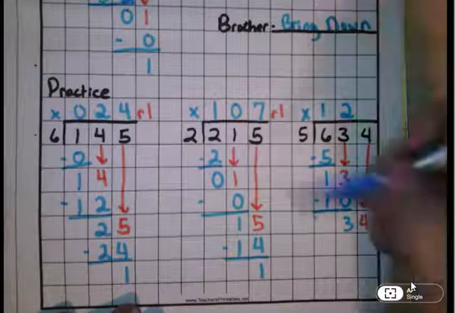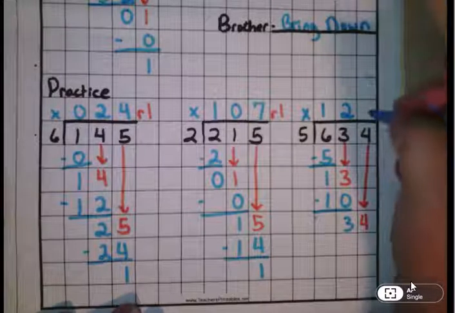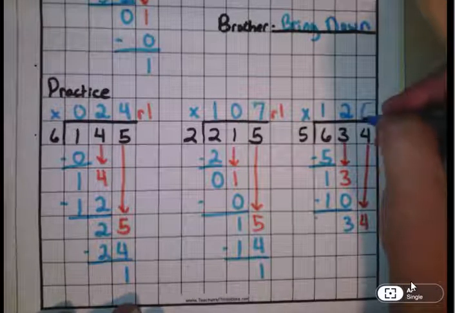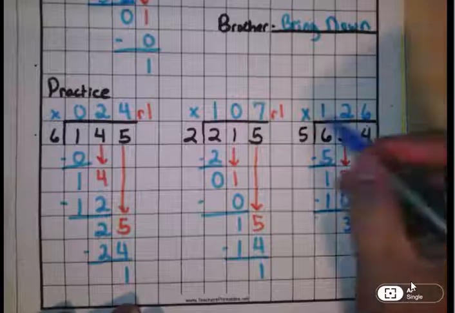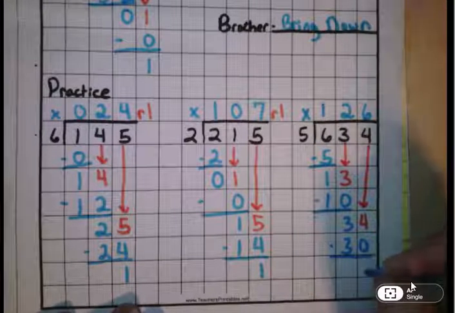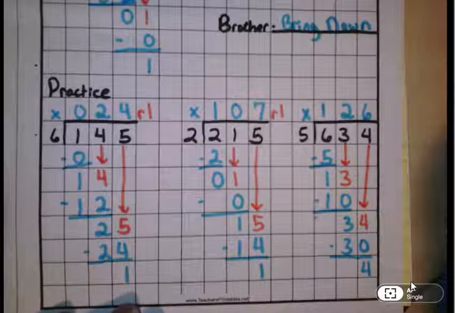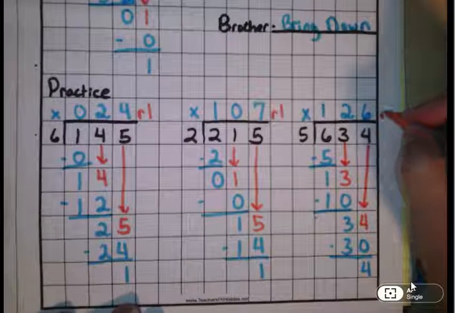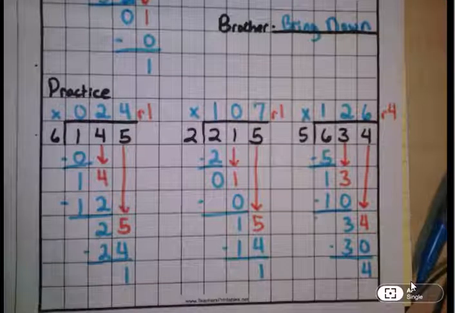Okay, 5 into 34 goes in 6 times. 7 times would be too much. 6 times 5 is 30. And we'll subtract, and I get a remainder of 4. Okay, good job.